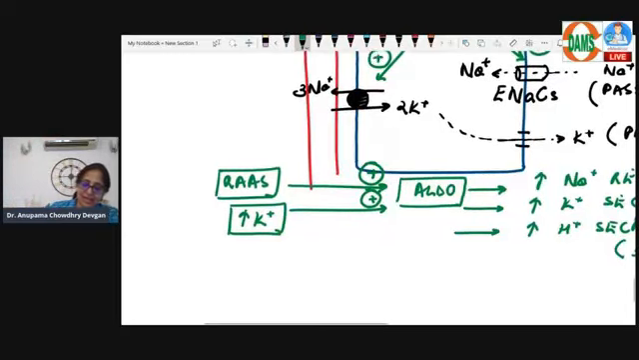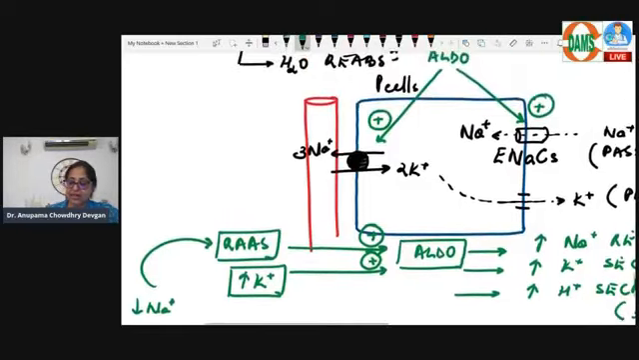Please understand, decrease in sodium will increase the renin mechanism. It will not cause a direct increase in aldosterone. But increase in potassium will directly increase aldosterone. So this is as far as the aldosterone action is concerned.